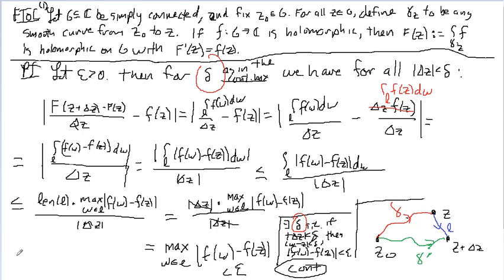So we're done. We proved it. We proved that F prime of z is equal to f of z, because that's just the limit of this thing, and it equals that because I can show that the difference is less than epsilon. We are done. Fundamental theorem of calculus is proved.